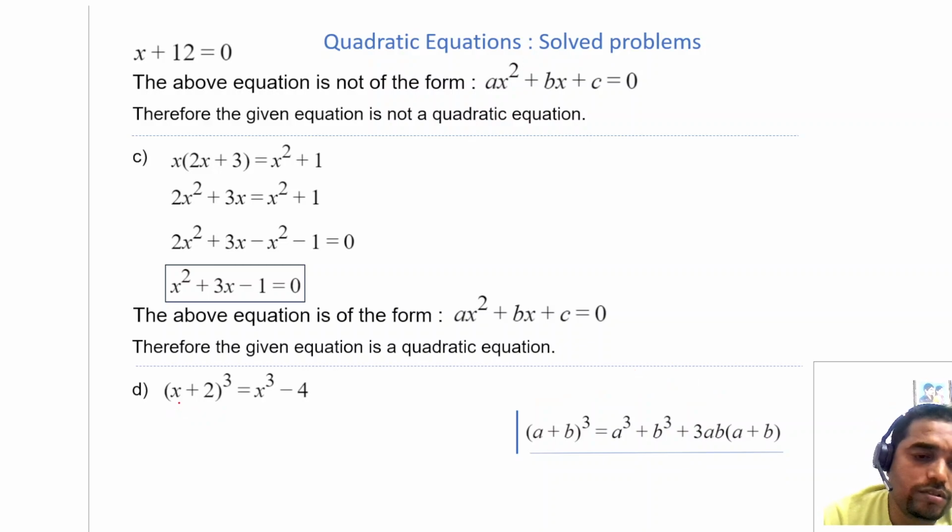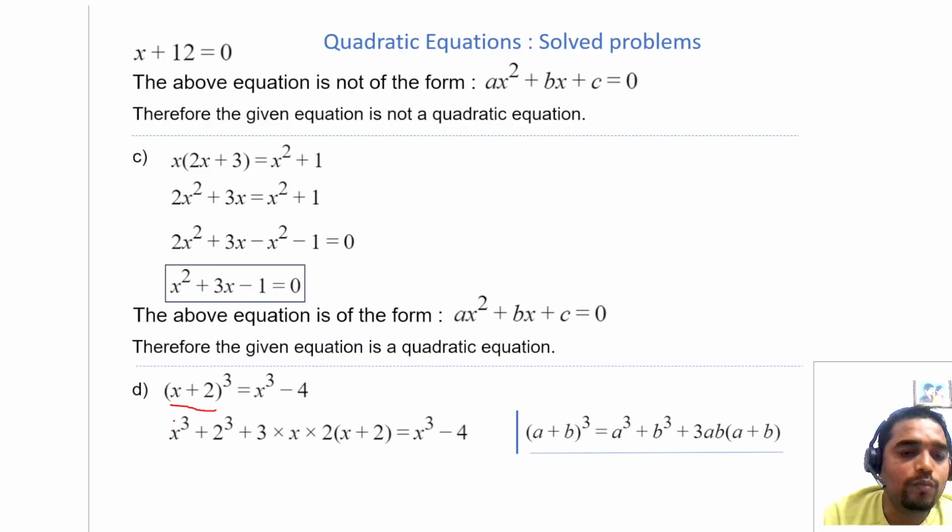Now let us see how to simplify this. Here I have applied the formula for (x + 2)^3, wherein the first term is a^3 + b^3 + 3ab(a + b). Whatever is in the formula is what I have applied there, and it is equal to the RHS as it is now.